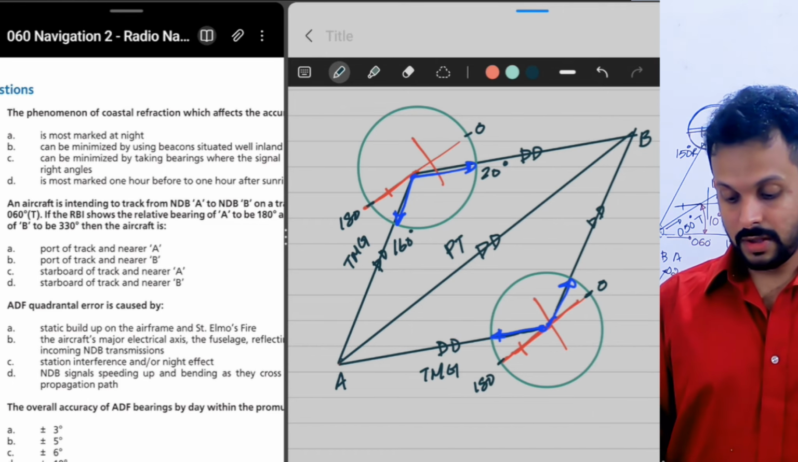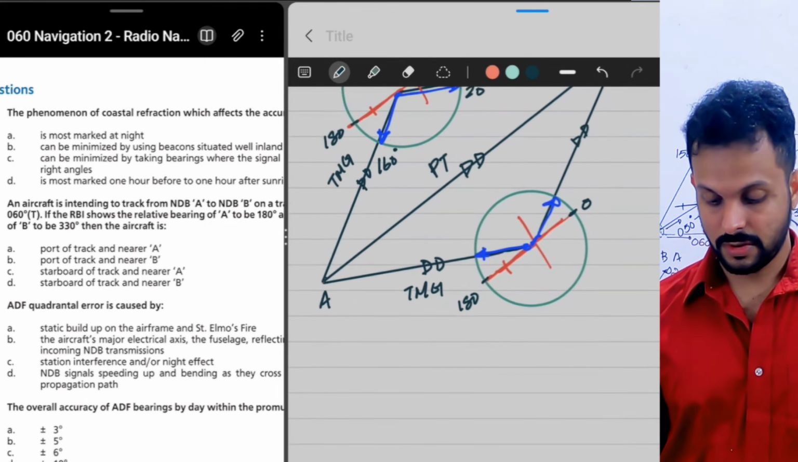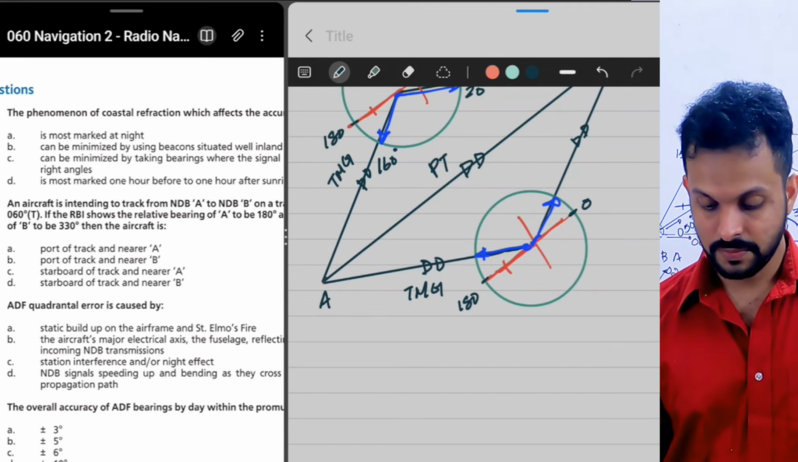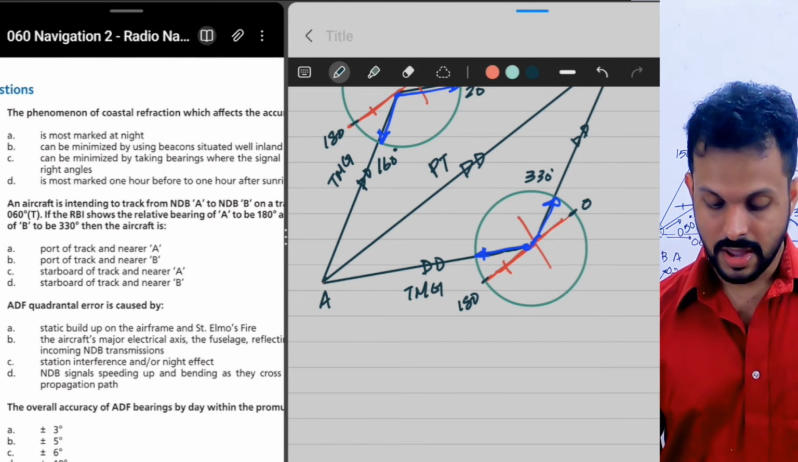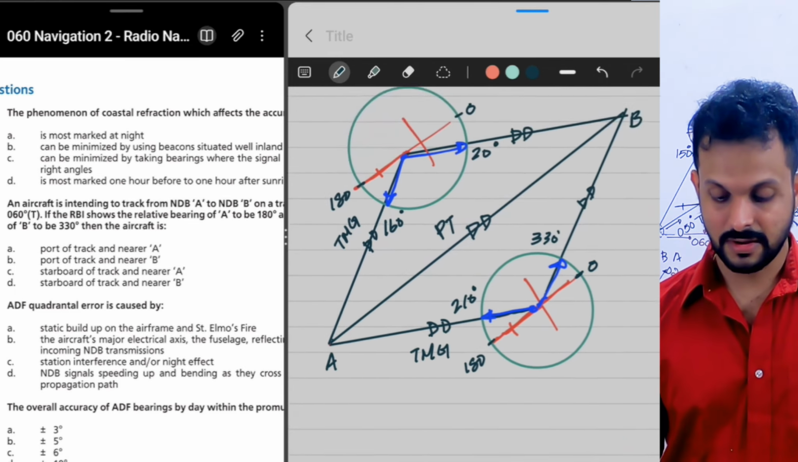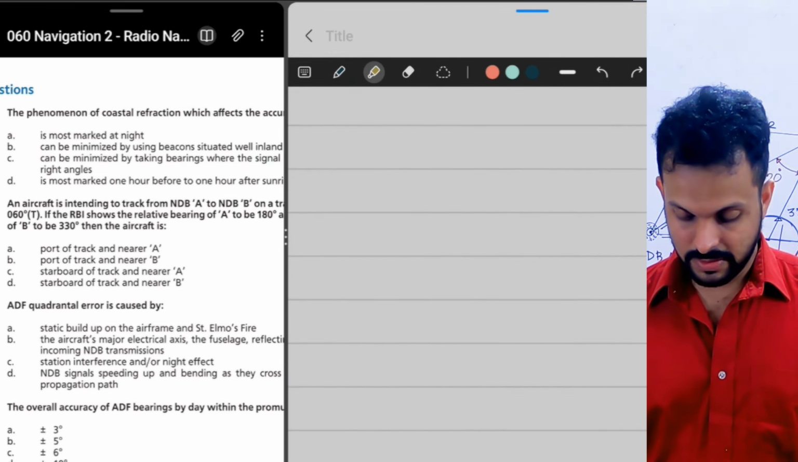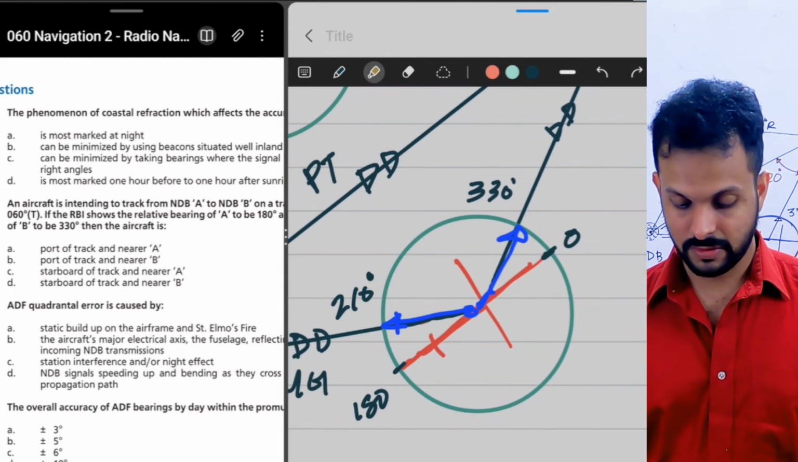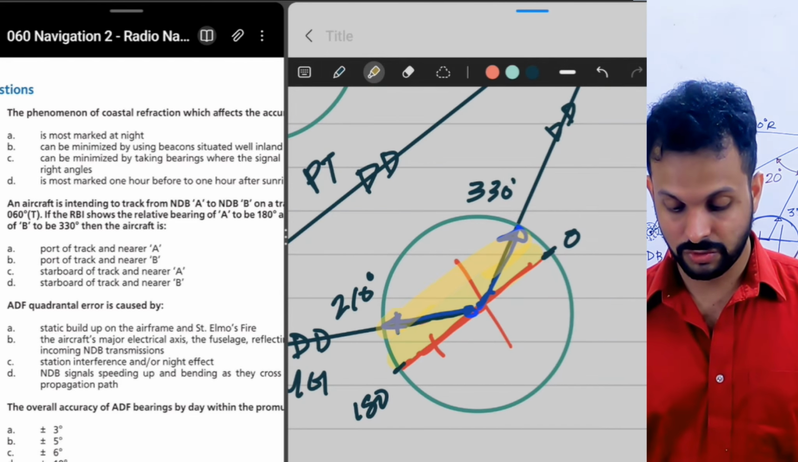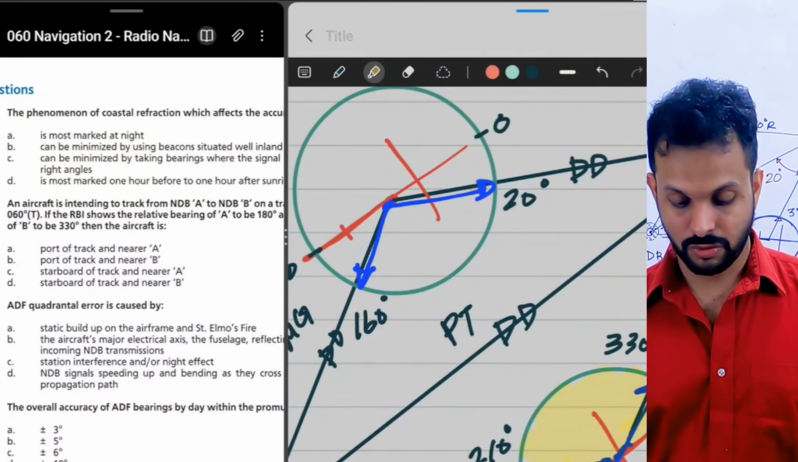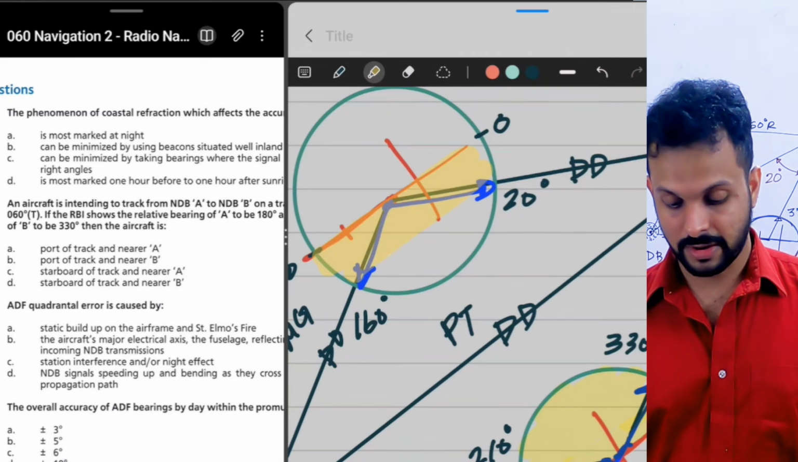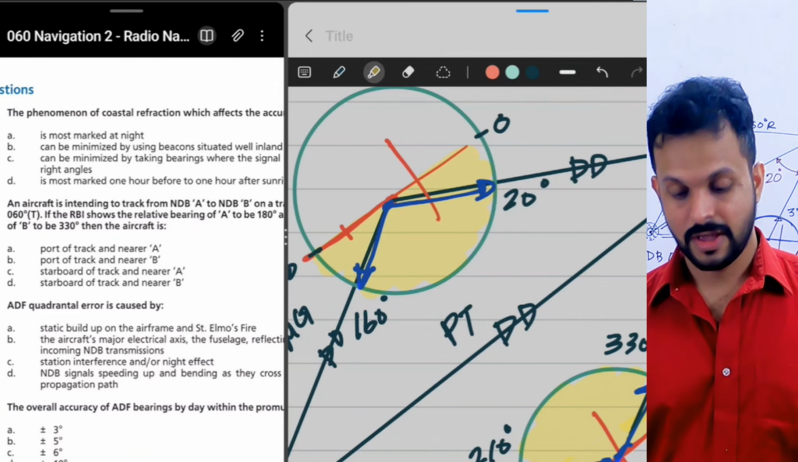What about the case of the other aircraft to the right of the track? So this is going to be somewhere around 330 degrees, like rough values, and this is going to be somewhere around 210 degrees. All right, let me take one of the RBI indications here and shade the portion which has the ADF needle in it. Similarly, if I shade the portion over here, it is the right of the aircraft, right, where you have the ADF needles.